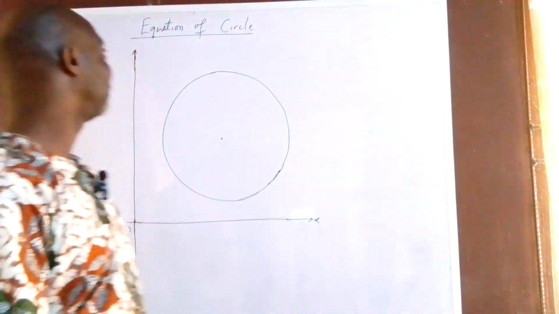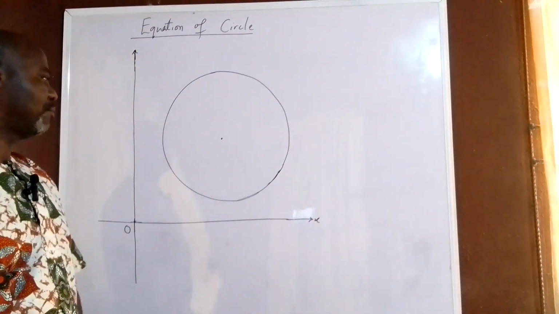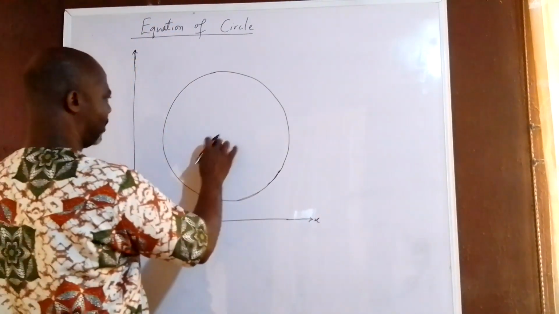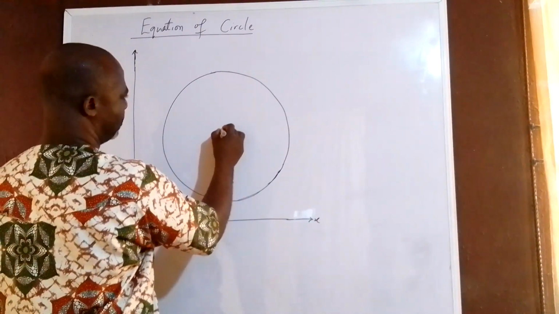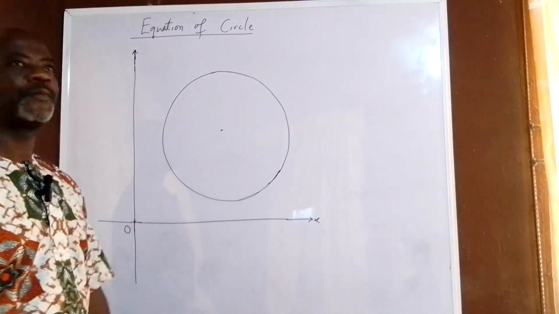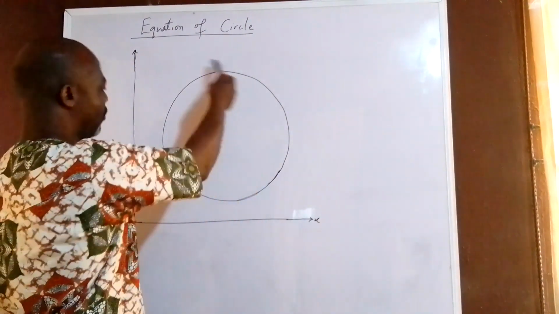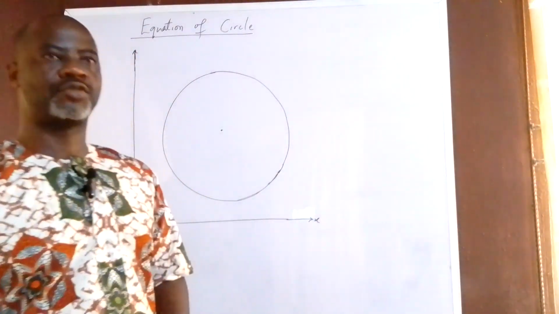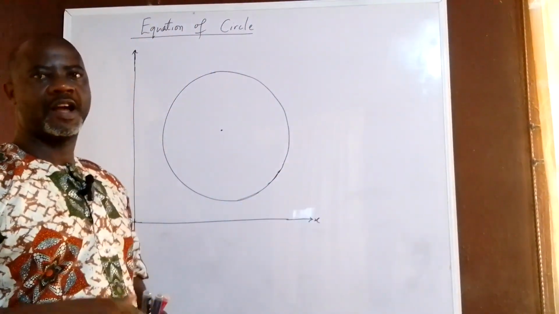Today we are going to look at the equation of a circle, okay? On the board before us we have a circle with a center, okay? With this as the center. So a circle essentially is a shape that is defined by the center and of course the circumference.